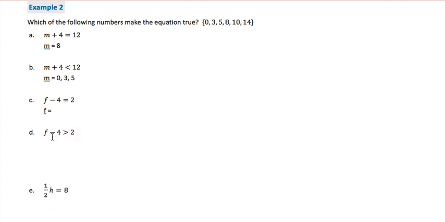On the other hand, if we have h minus 4 is greater than 2, h can't be 0, can't be 3. 3 minus 4 is negative 1. 5 minus 4 is 1, which is not greater than 2. 8 minus 4 is 4, and that is greater than 2. 10 minus 4 is 6, which is also greater than 2. And 14 minus 4 is 10, which is also greater than 2.